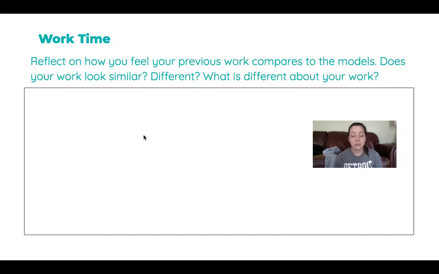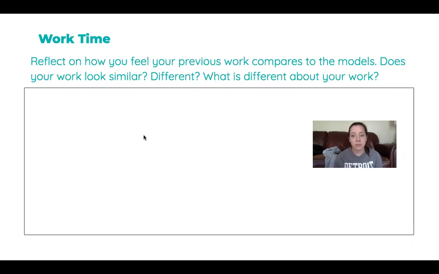My work looks the same as what Ms. McMullen has showed. I have been using complete sentences. I've been explaining everything that I've written with evidence and details from the text. I've been using transition words. I've been capitalizing where I need to be. Or maybe yours looks different.